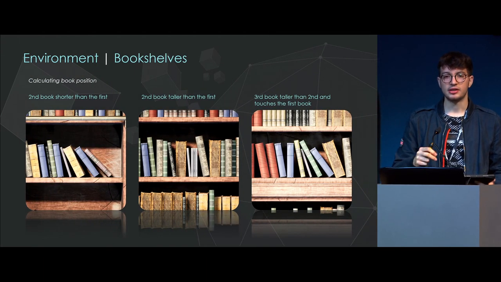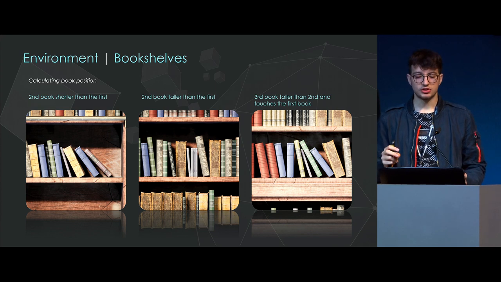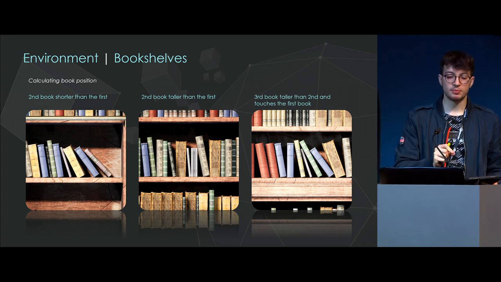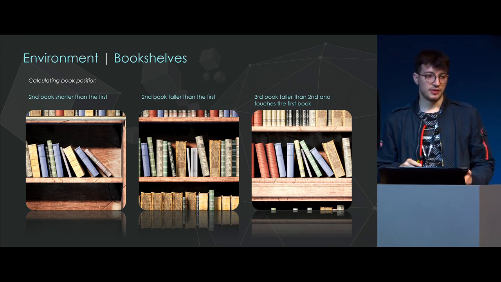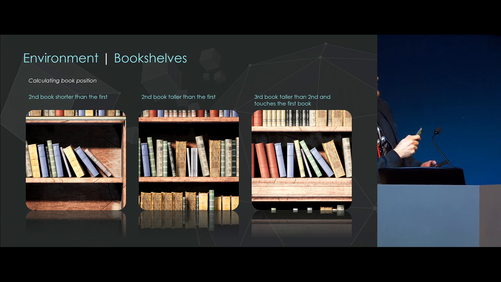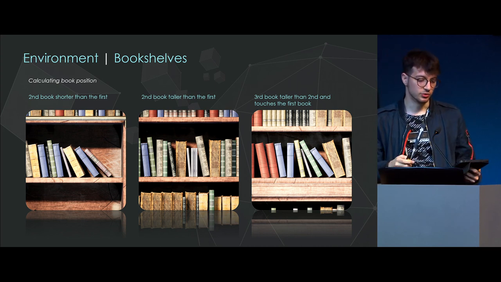Then we have to calculate the position of the book. This was a little bit trickier and required some basic trigonometry knowledge. Three possible occurrences are being accounted for here. The first one being that the second book, as you can see here, is shorter than the first book, and the height is determined by the bounding box after the tilt has been applied. The second case is that the second book is taller than the first book. And the third case is that the third book is taller than the second book, but shorter than the first book, essentially a smaller book being tucked between two taller books.